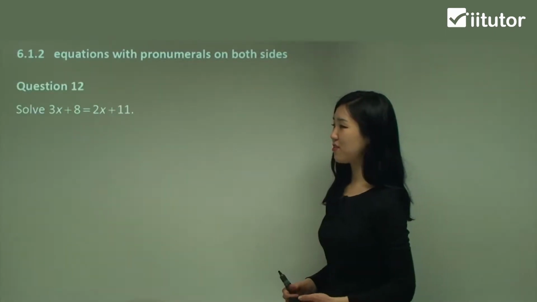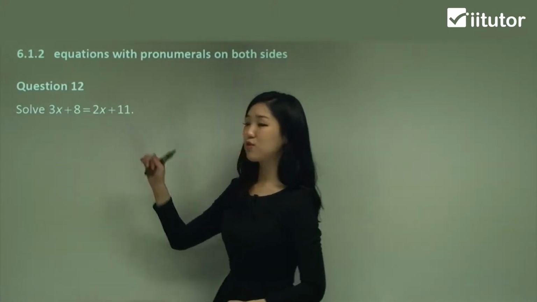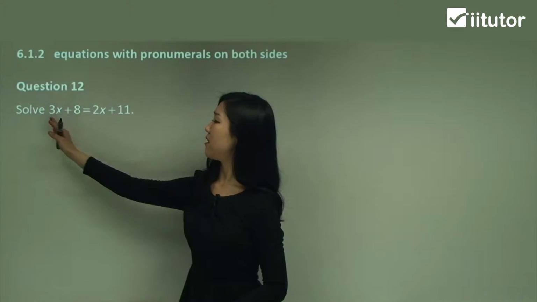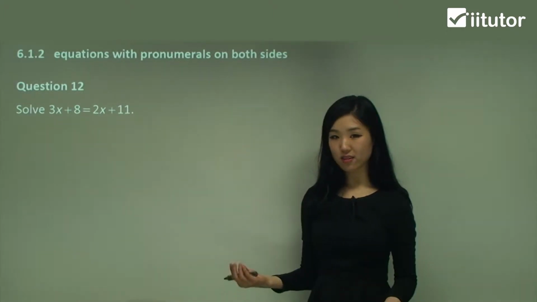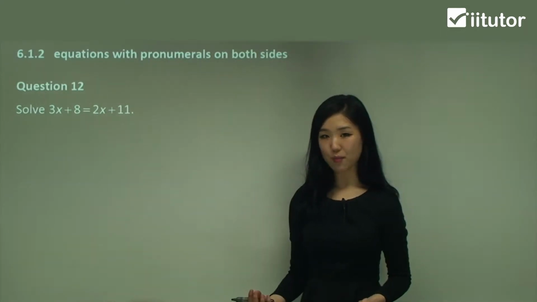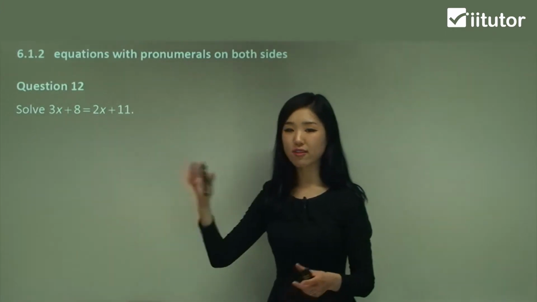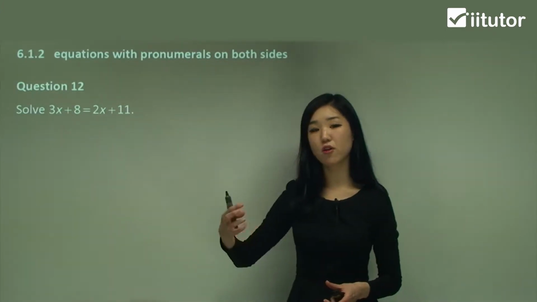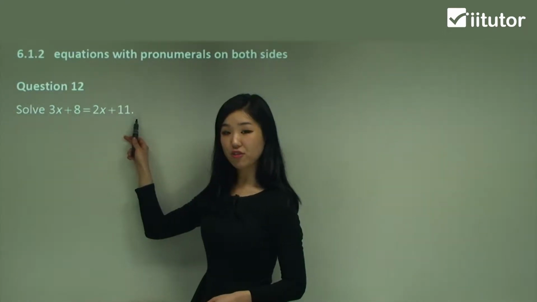So starting with question 12, you can see that we have 3x plus 8 equals 2x plus 11. We have x on both sides. But as long as you know which are the like terms, all you need to remember is gathering your like terms. So see how x and x, they're like terms? Move all the x's on one side and move all the constant numbers on the other side. So see how 8 and 11 are constant terms?